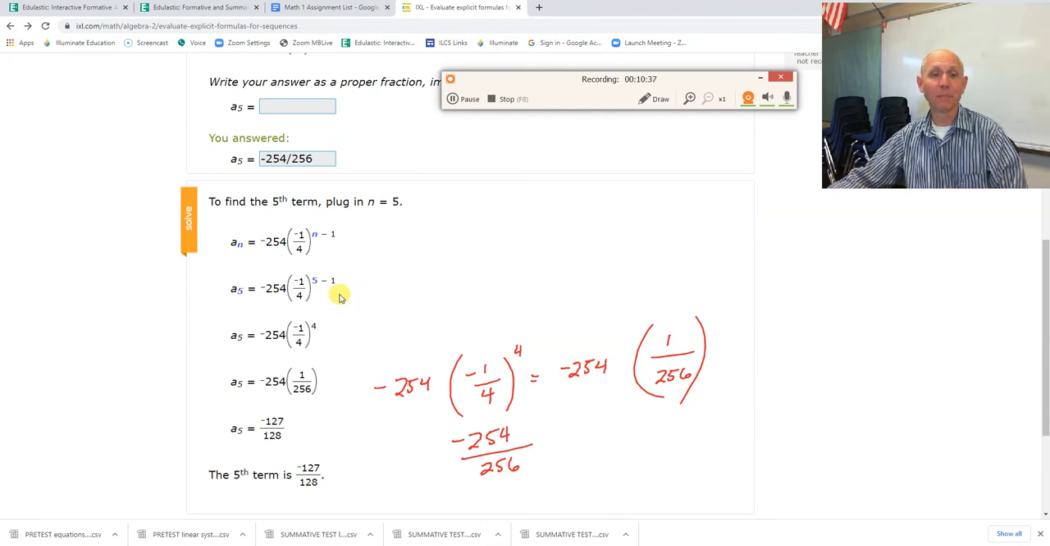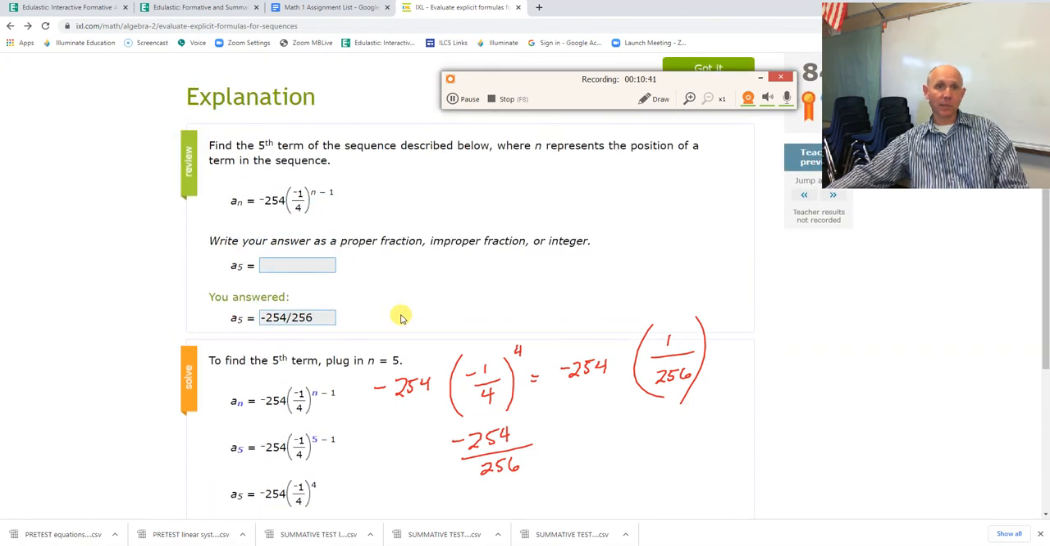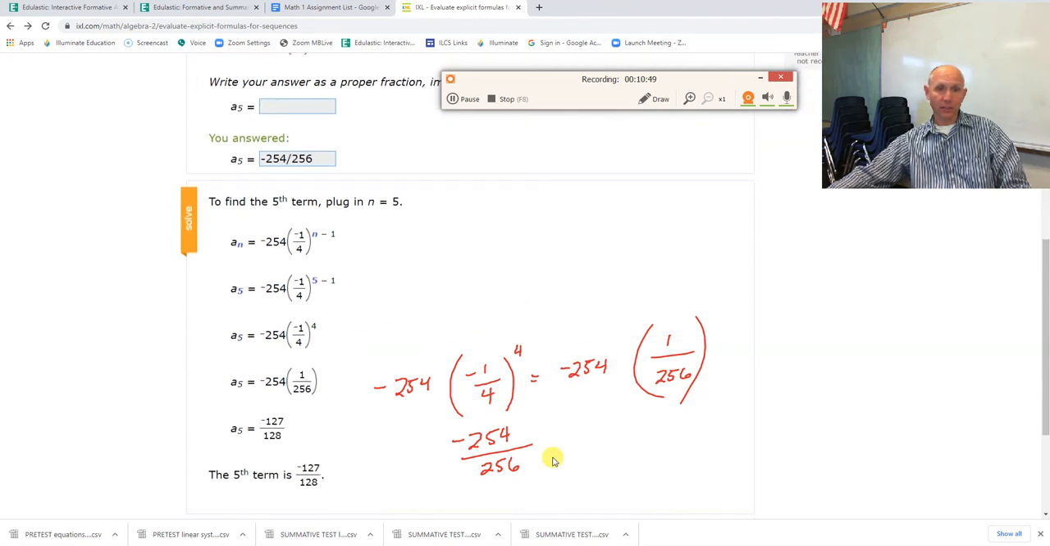Okay, that's lame. They just marked me wrong because I did not simplify it. Write your answer as a proper fraction, improper fraction, or integer. It's a proper fraction, it's just not simplified.